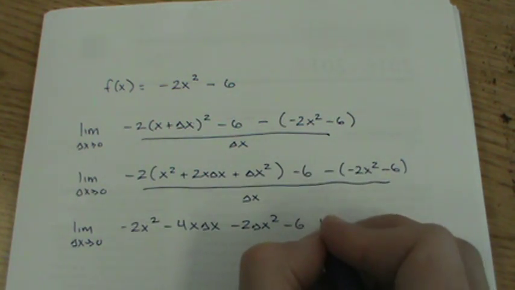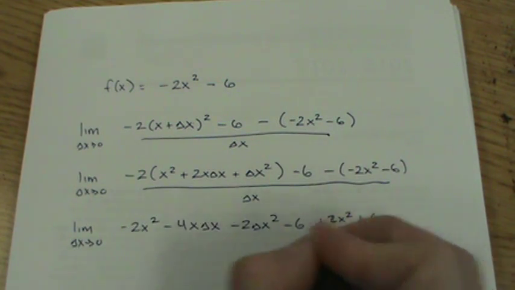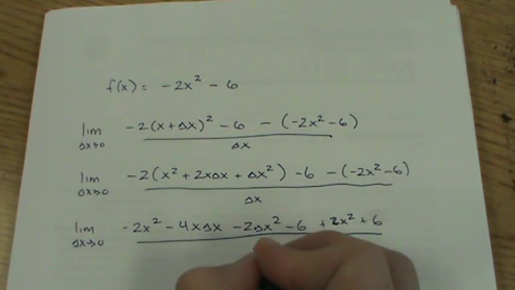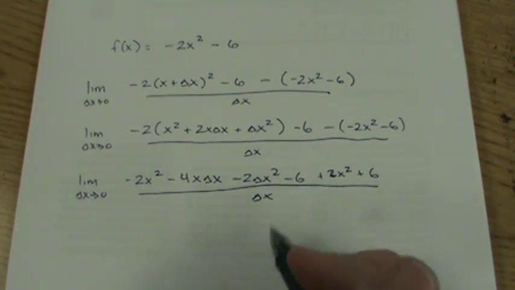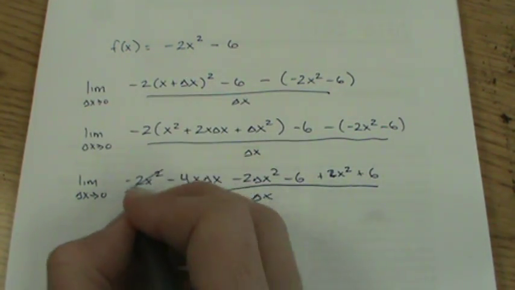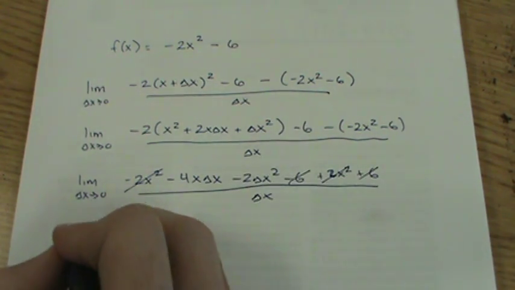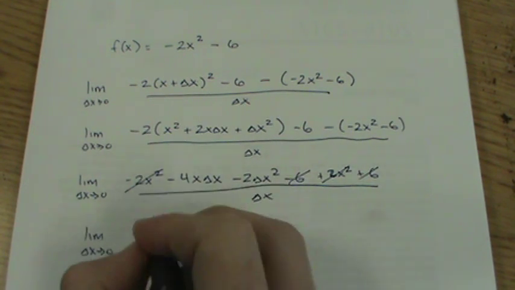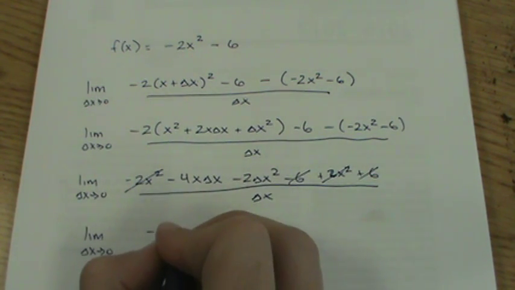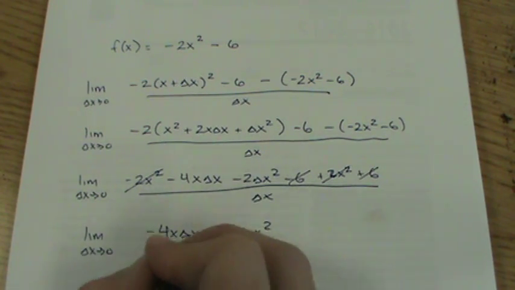I'll distribute my negative, plus 2x squared plus 6, all over delta x. Again, if you did this right, everything without a delta x should cancel. So there's my 2x squareds and there's my 6's, leaving me with the limit as delta x goes to 0 of negative 4x delta x minus 2 delta x squared all over delta x.